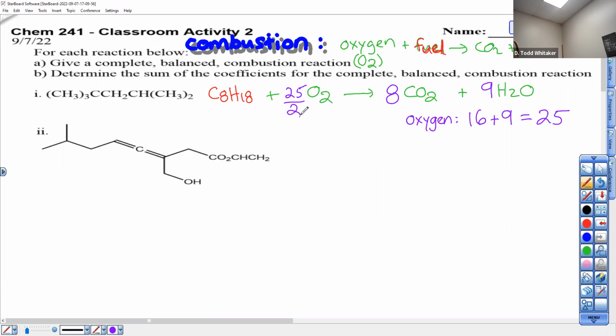But what's our fix? Oh, you had a question? No? Anybody got the fix? Multiply everything by 2, right? So let's just write our final answer in blue here. 2C8H18. 25 over 2 times 2. If you do it that way, it's very easy. It's just 25, right? 8 times 2 is 16. 9 times 2 is 18.